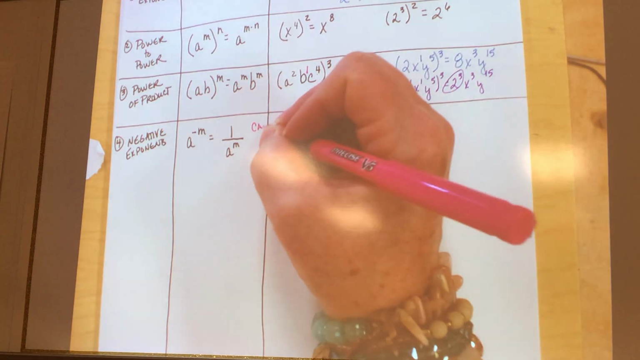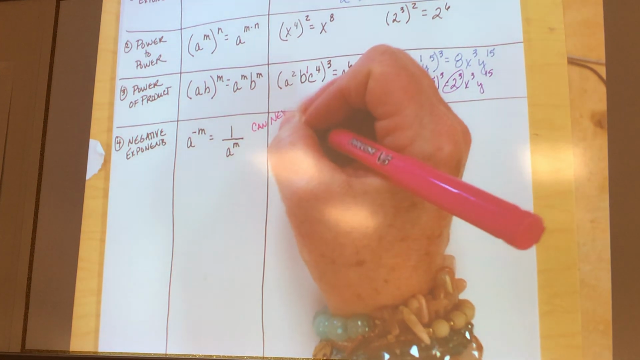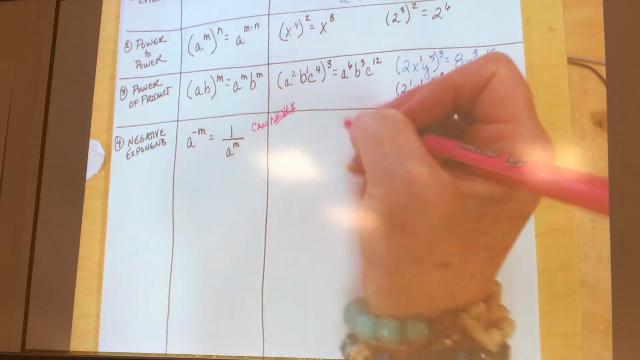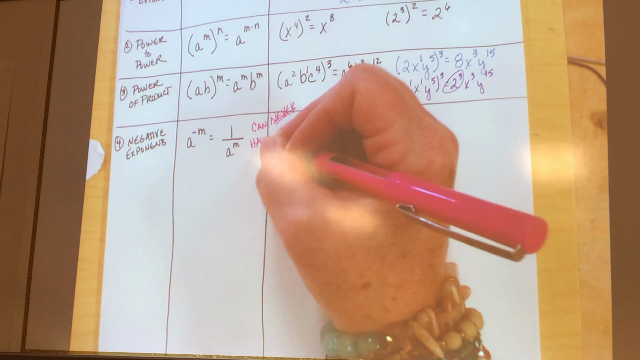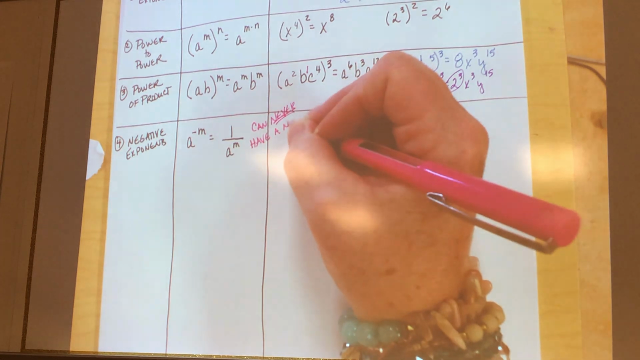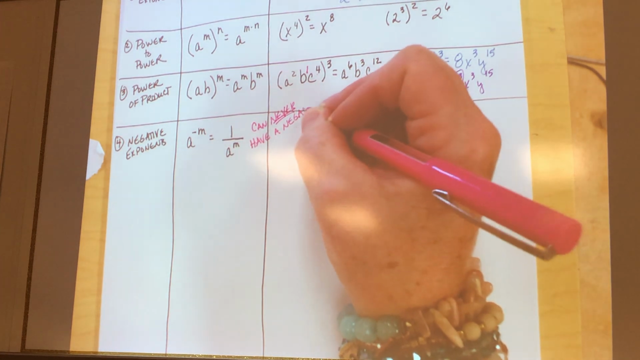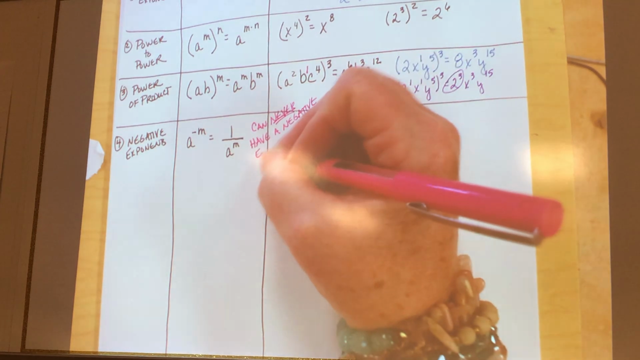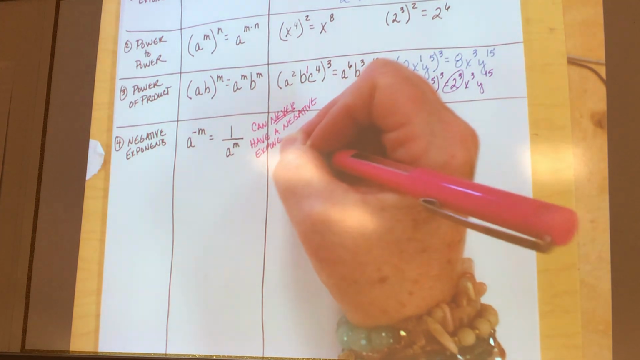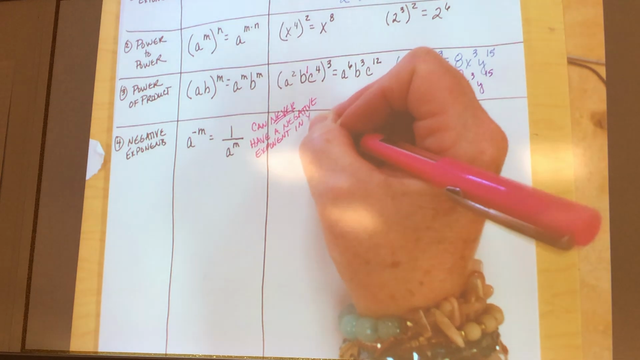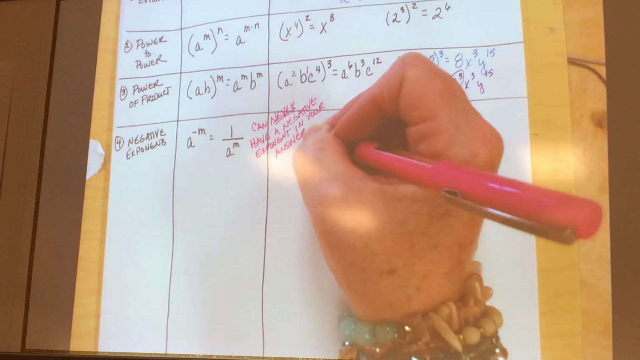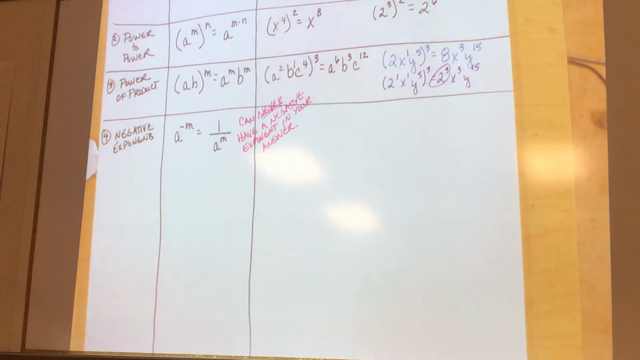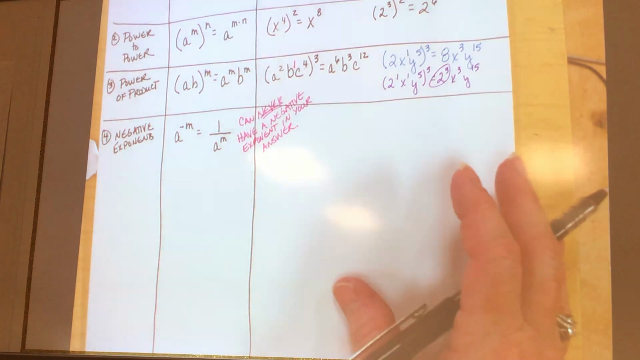You can never, ever, ever, ever have a negative exponent in your answer. If I see a negative exponent in the answer, I'm marking it wrong. No partial credit, I'm not looking at it, I don't really care. I said don't do it, so don't do it. All right, so here we go.